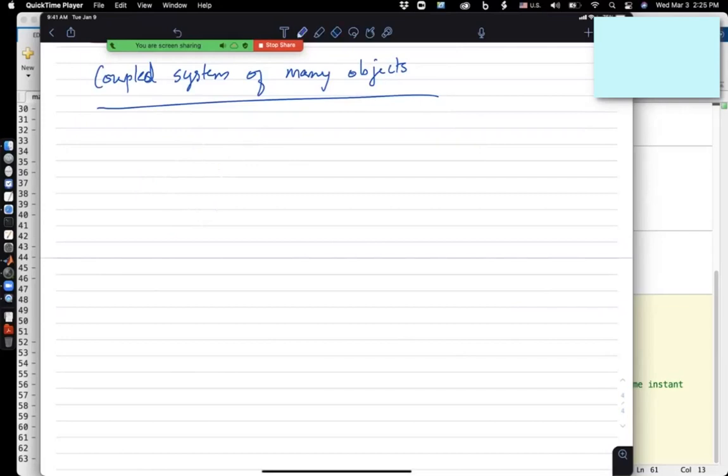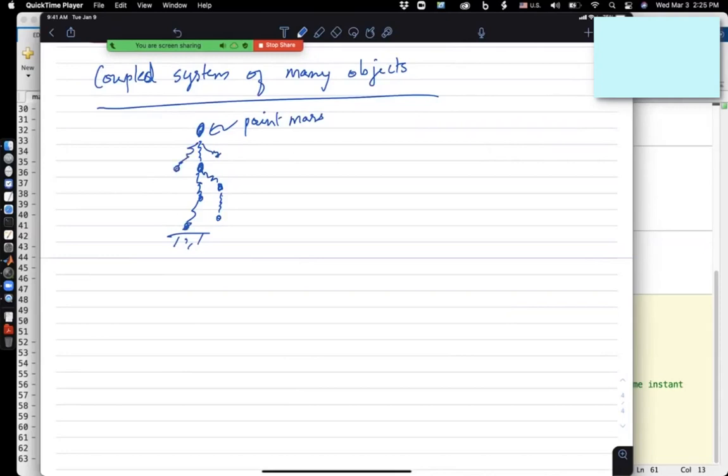Let me create some silly thing. Let's say this is a point mass, and then maybe connected by a spring, another point mass, connected by a spring, another point mass, connected by a spring, another point mass, connected by a spring. Okay, so maybe some system that looks like this. I made it look like a person.